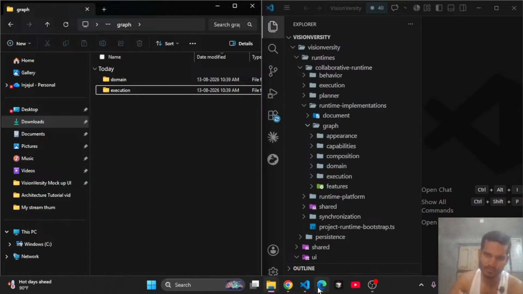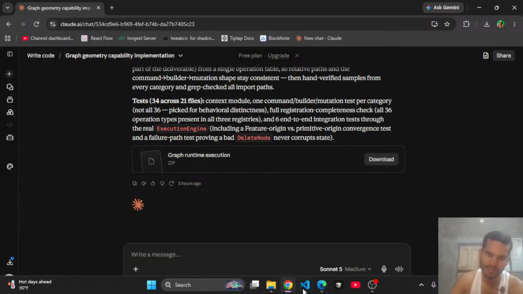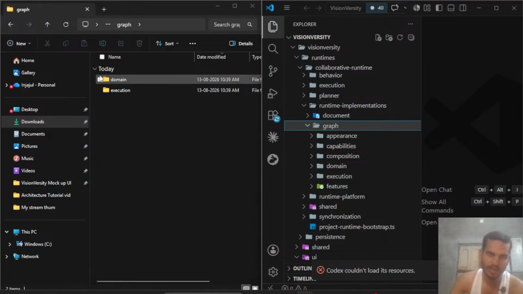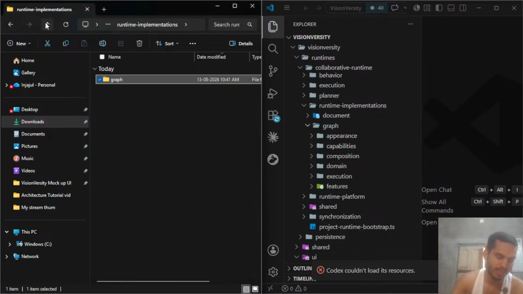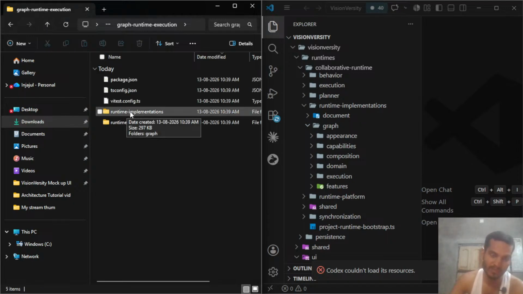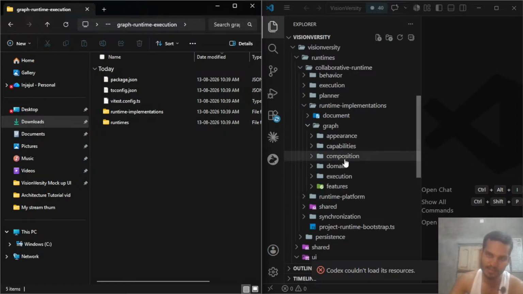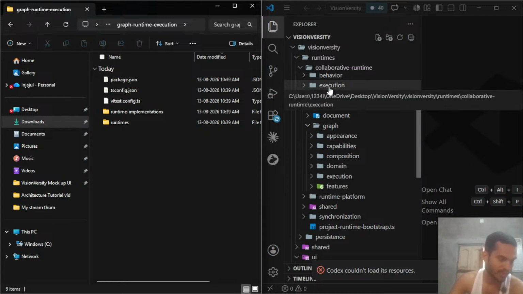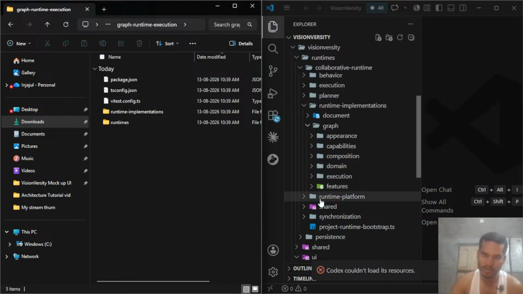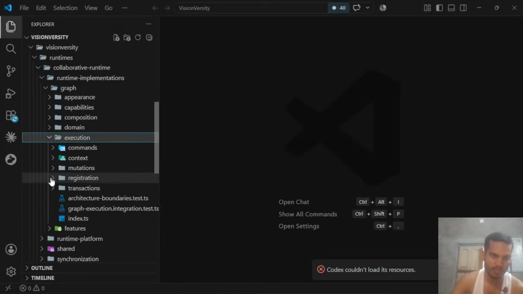Recently, look at here, Claude created this entire runtime execution file, and it created more than 100 files. So this is the runtime implementation. I already have these things, but I'm asking about this execution code base. Claude created this domain, this execution, so that it can test. If you look at my code base now, it was created by Claude.